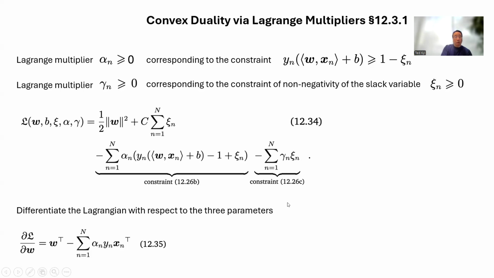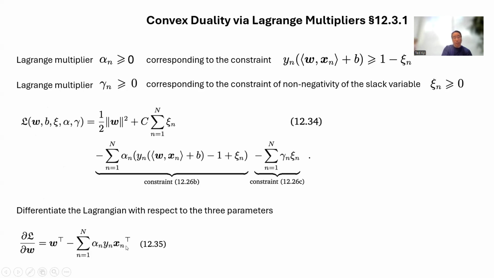If we take this equation 12.34 and we differentiate it with respect to W, with respect to B, and with respect to all of our slack variables, we can set each of those equal to 0. The first one is we take the partial derivative of this whole equation with respect to W, and if you do the math, you'll get this expression.